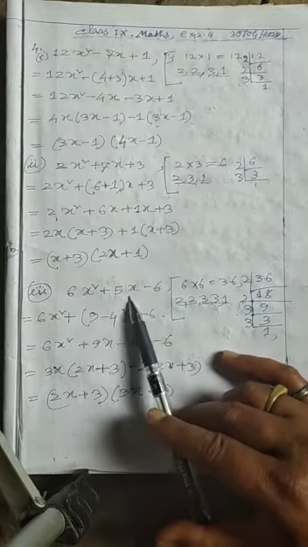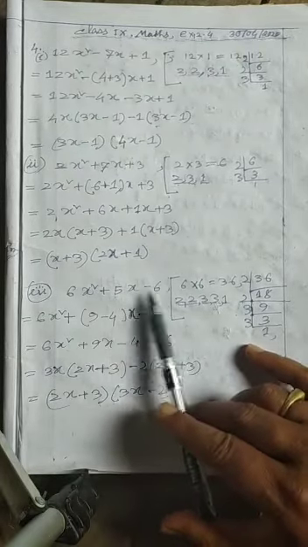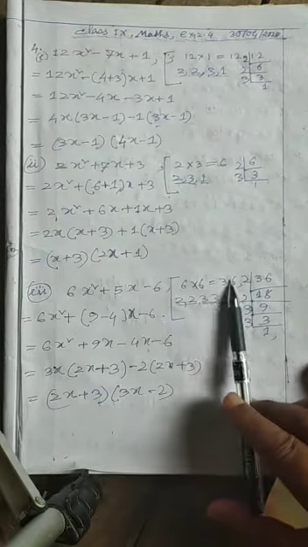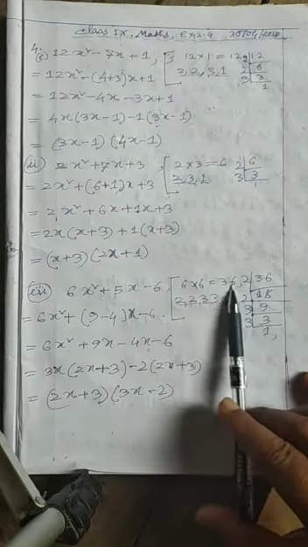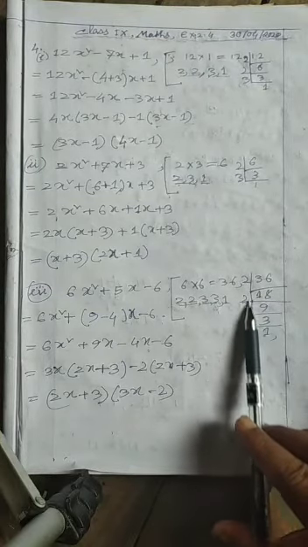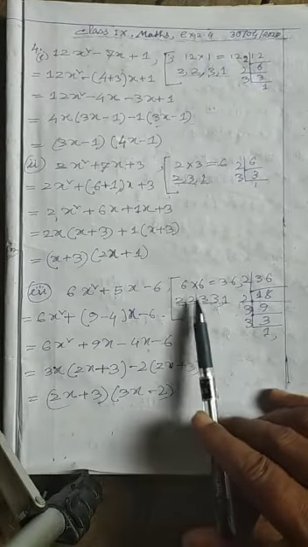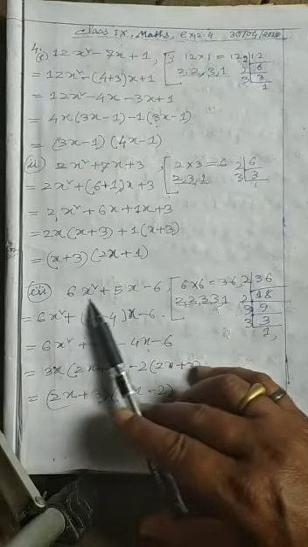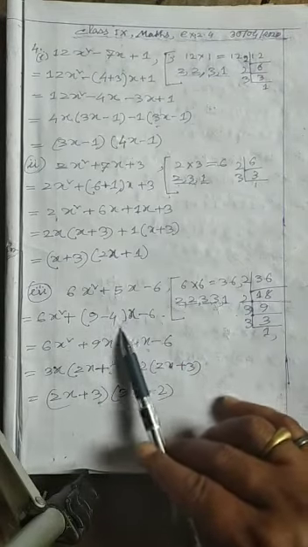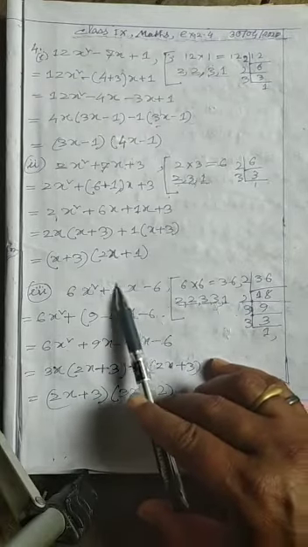Now come to question number 4: 6x square plus 5x minus 6. Multiply the first and last term. When you multiply the first and last term, you will get 36, so 6 and 6 equal 36. Factorize it. When you factorize 36, you will get these factors: 2, 2, 3, 3, 1. You make two groups now. First you write 6x square plus 5x minus 6. We have to make 5.